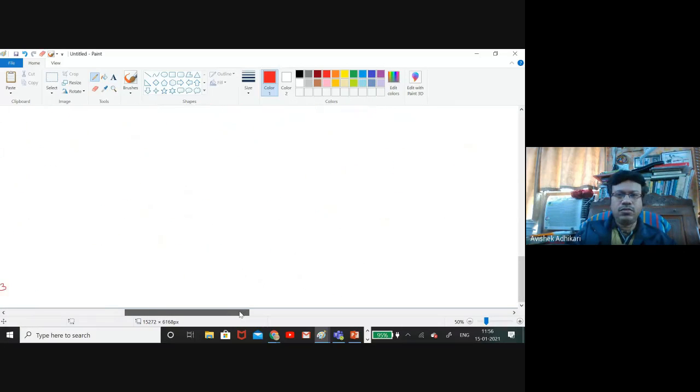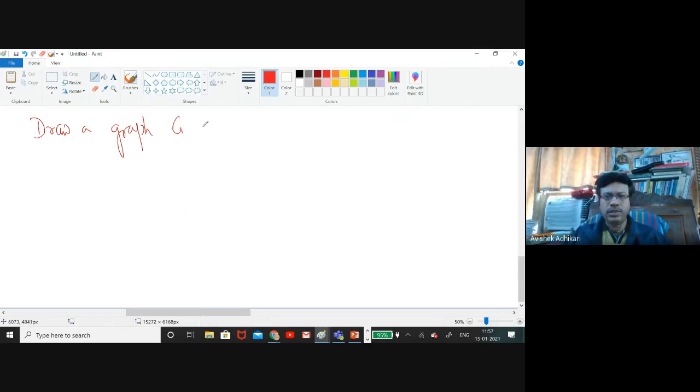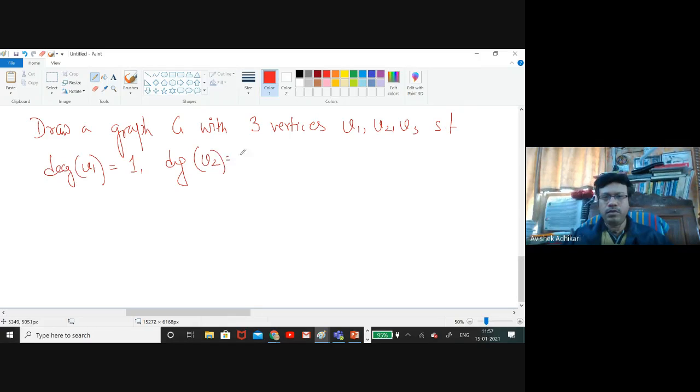Now let us try to draw another graph. Draw a graph G with 3 vertices V1, V2, V3 such that degree of V1 equals 1, degree of V2 equals 3, degree of V3 equals 2. Can you draw such a graph?